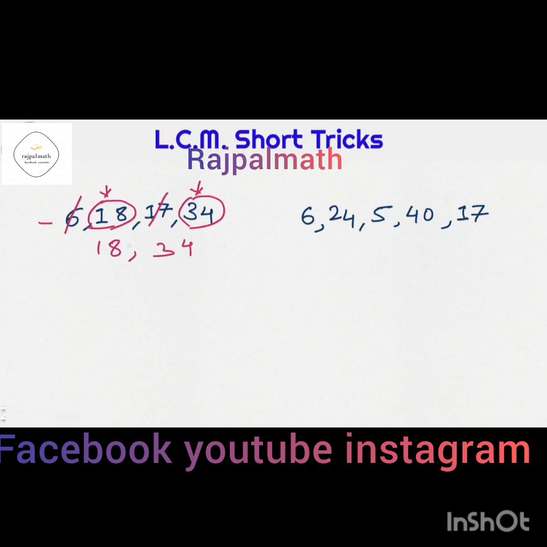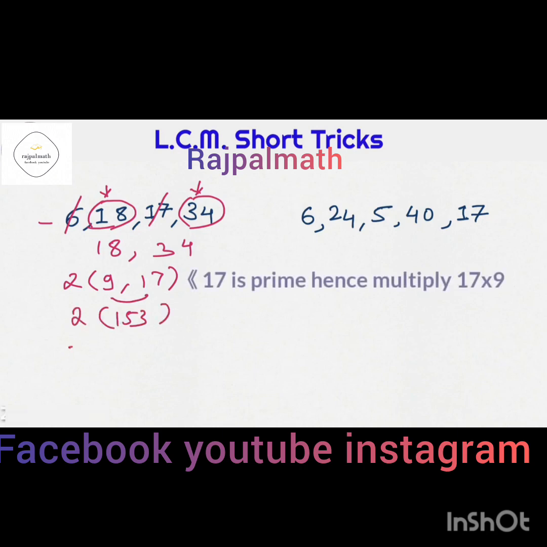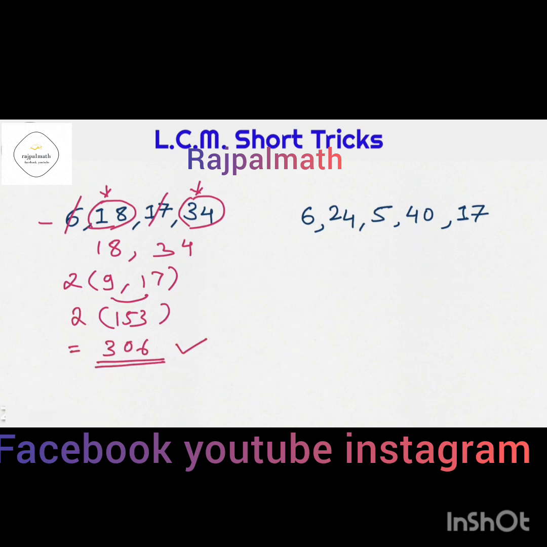To find it, it's quite difficult to remember the table. So in that case, I'll simply take the common factor, that is 9 times 2 is 18 and 17 times 2 is 34. So 17 into 9 is 153, times 2, it is equal to 306, which is my LCM.